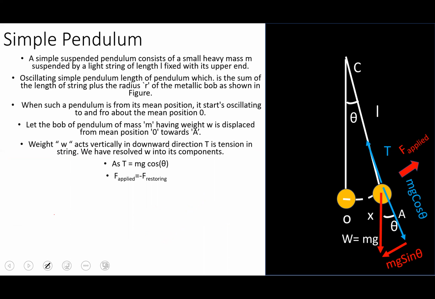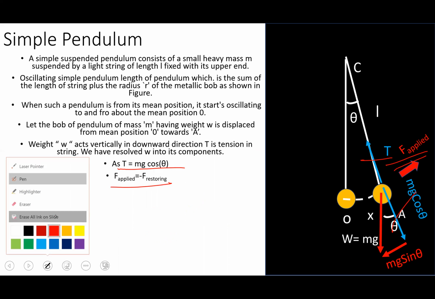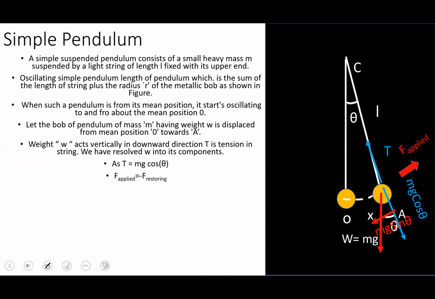So in this case, we are resolving the forces. This T is in the opposite direction to mg cos theta, so they will cancel each other out. So T is equal to mg cos theta. And the applied force must have a restoring force in the opposite direction. But what is the restoring force in this case? Yes, it is actually mg sin theta.